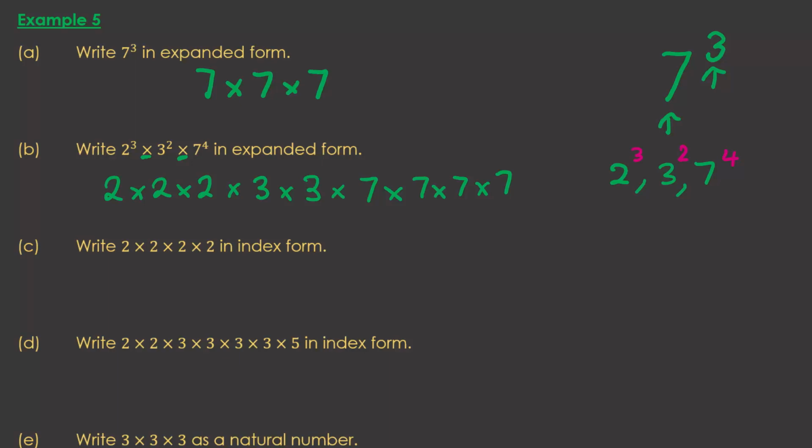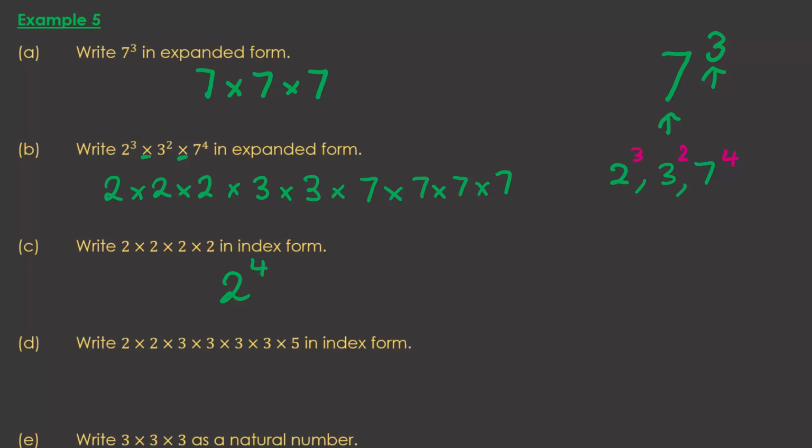Write 2 times 2 times 2 times 2 in index form. So the base is 2 because 2 is being repeated, and it's being repeated 4 times. So that's 2 to the power 4.